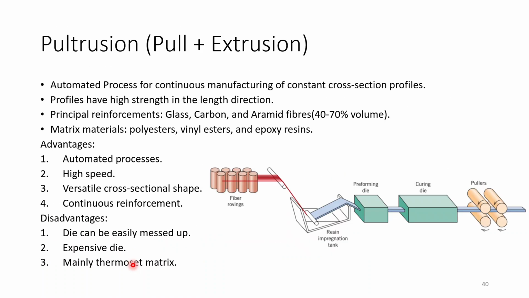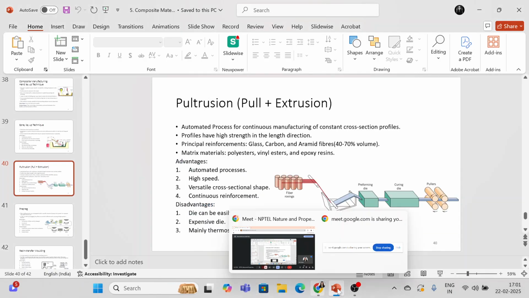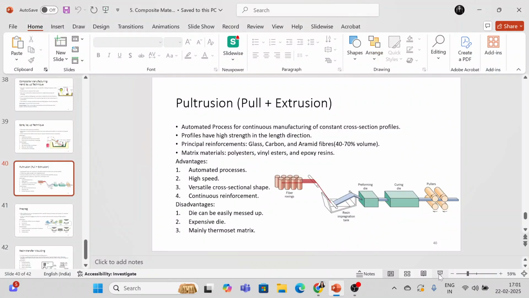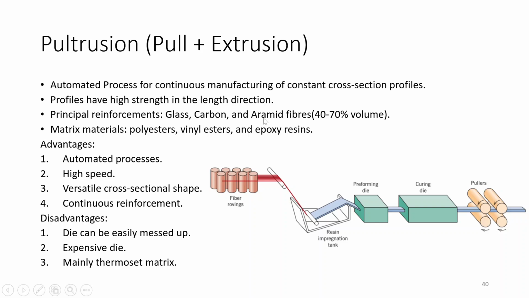Next is pultrusion. It is an automated process for continuous manufacturing of constant cross section profiles. These profiles have high strength in the length direction. Principal reinforcements include glass, carbon and aramid fibers from 40 to 70% volume. Matrix materials include polyesters, vinyl esters and epoxy resins. Advantages include that it is an automated, high speed process, versatile cross sectional shapes can be obtained, and continuous reinforcement is provided. Disadvantages include that the die can be easily messed up, and it requires an expensive die. Mainly thermoset matrix is used in this particular process.